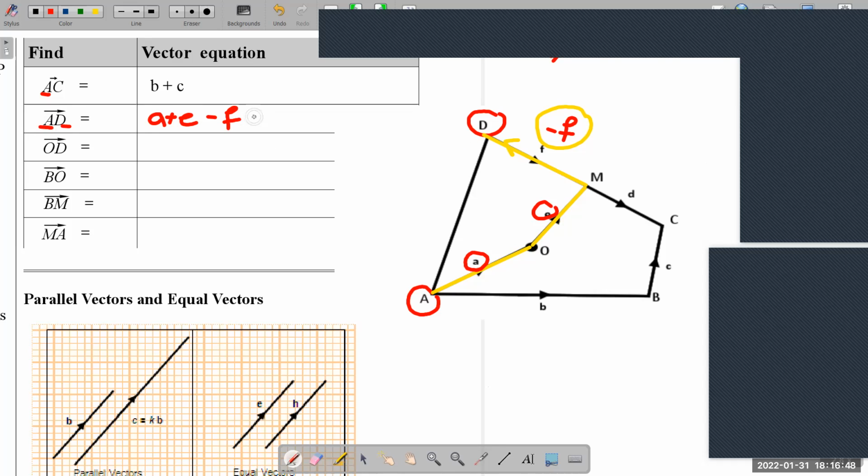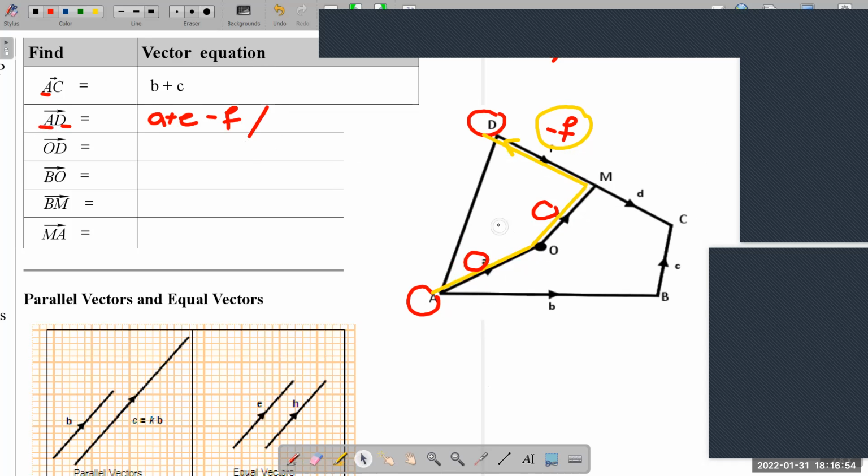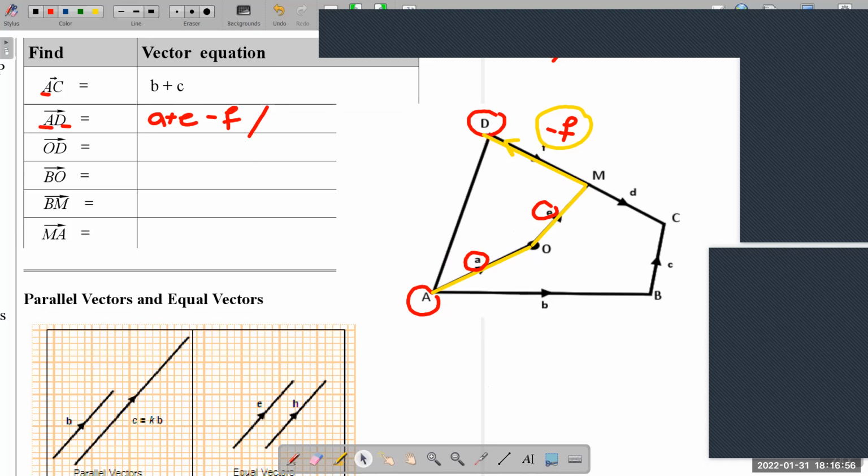Now let's do the long way. So that's one way. I'm going to put a dash, and now we're going to look at the other way of finding the vector equation to get from A to D. If you choose any way, to be honest, you will get max marks, but obviously you will try to get one that's the easiest. So let's go the long way.